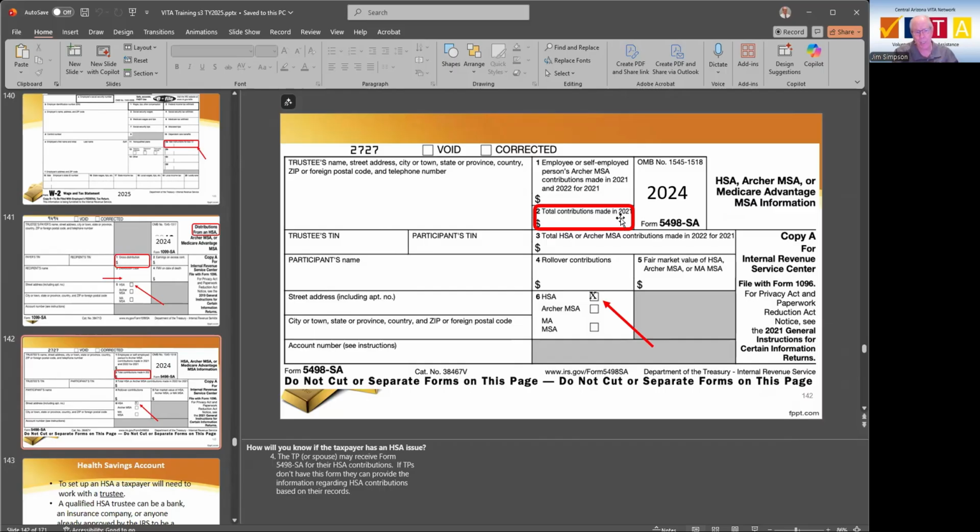Did Aunt Jenny put any money into it? Or was it just your employer? And if you see here $2,000 and you look on the W-2 and it has a code W $2,000, well, you pretty much know that was just the employer contributions.